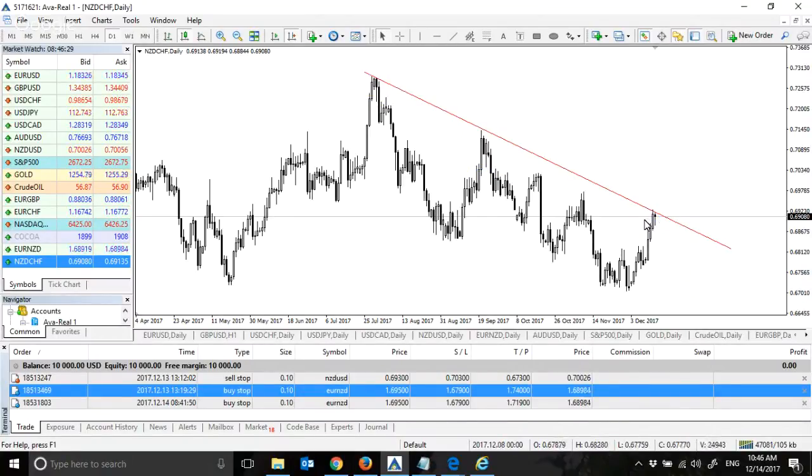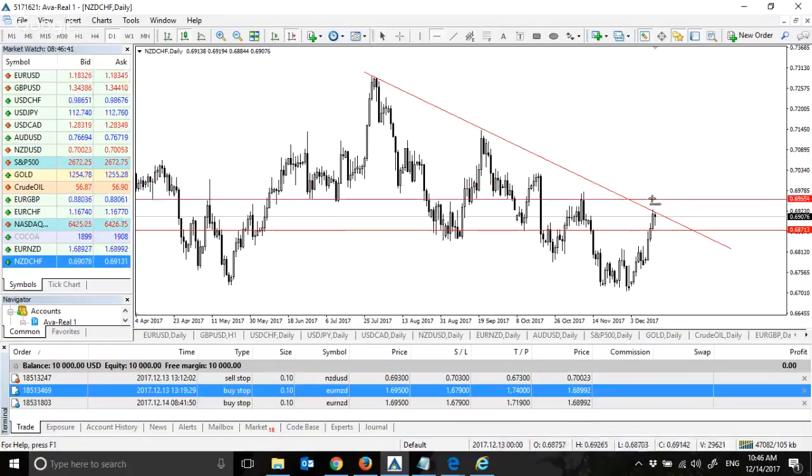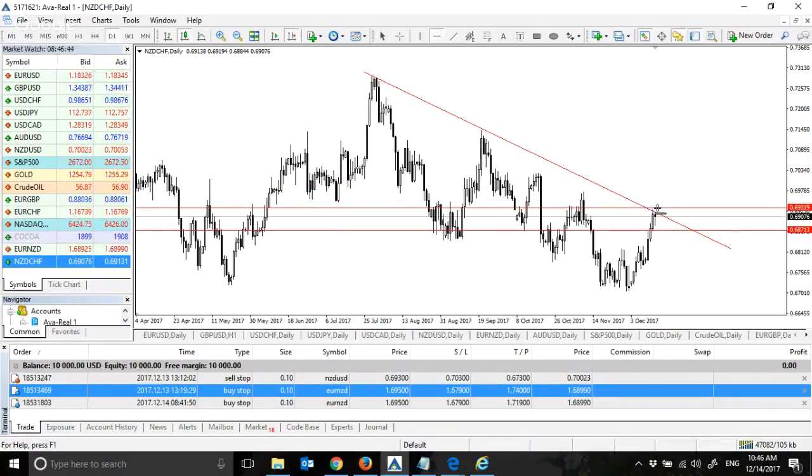My entry point will be below yesterday's lows, somewhere around here, to be on the safe side, around 68,730. My stop loss will be above yesterday's highs, around here, 69,319, more or less. And my profit target will be here, around 67,400. So I will place the order now, and let's see how it looks.